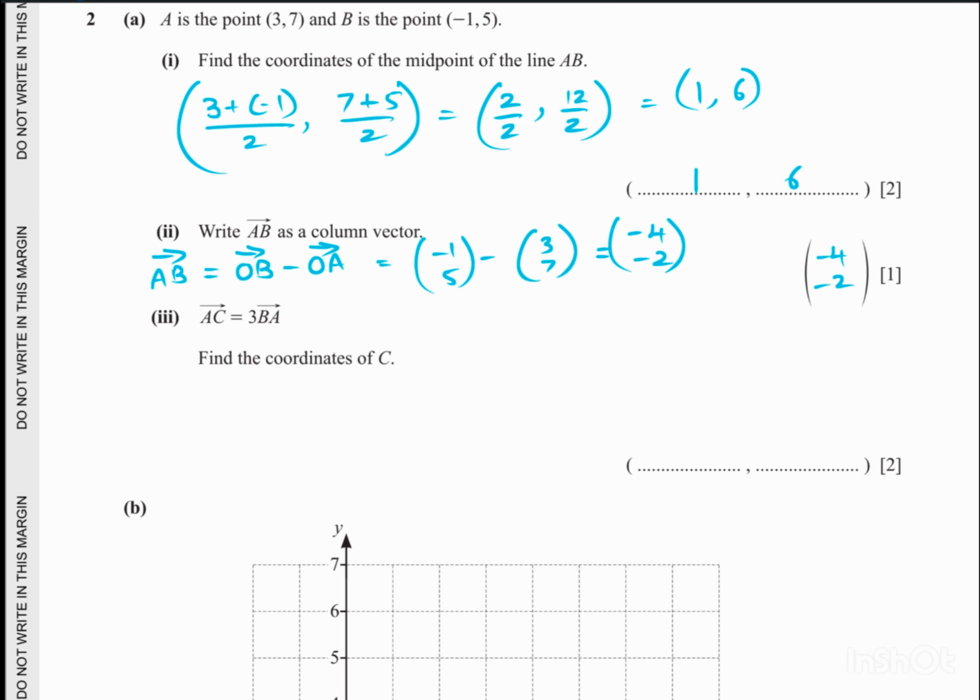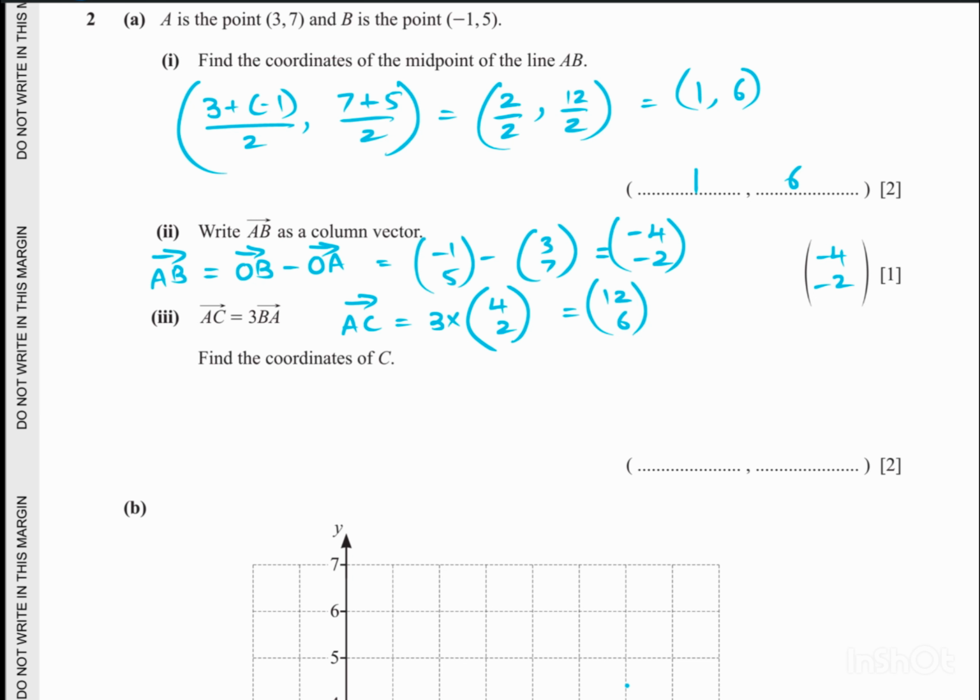Then third question in A. Vector AC is equal to 3 multiplied by vector BA. Find the coordinates of C. So for this, we'll find out what is AC by doing 3 multiplied by BA. Now what is BA? AB is (-4, -2). So BA will be (4, 2). So 3 4s are 12, 3 2s are 6. (12, 6) is AC. Vector (12, 6) is AC.